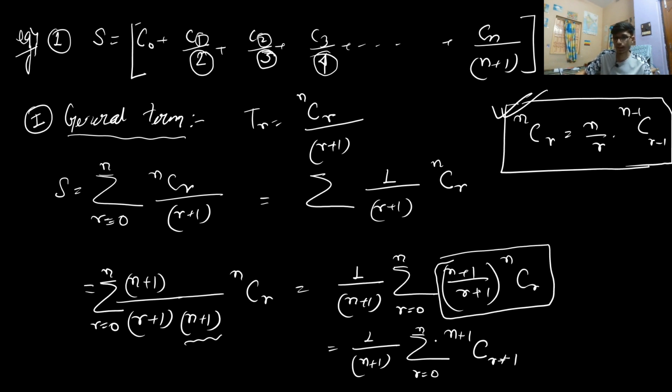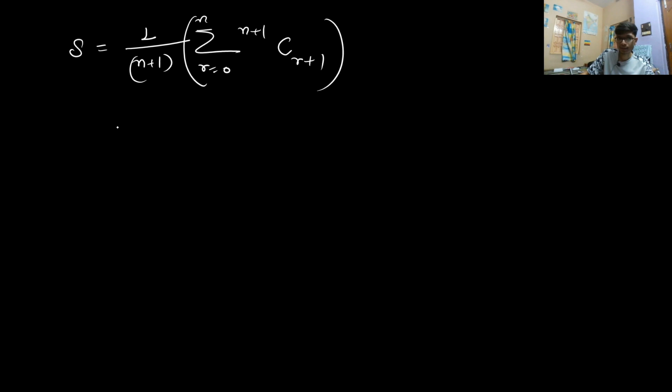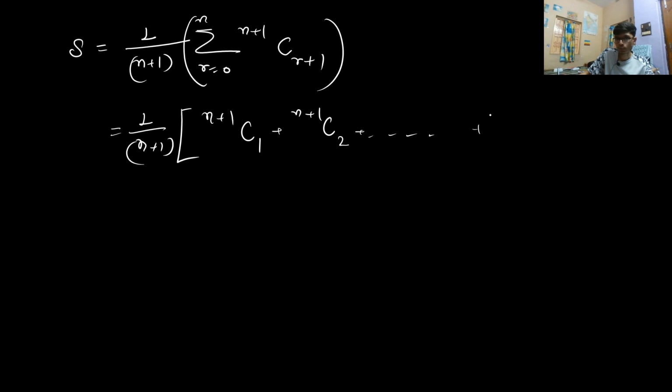So what is this relation if we try to expand it? In order to expand the series, what the series looks like till now is 1 by (n plus 1) into sigma of r is equal to 0 up to n of (n plus 1)C(r plus 1). So this relation is equal to 1 divided by (n plus 1). If we expand this, we get (n plus 1)C1 plus (n plus 1)C2 and so on up to (n plus 1)C(n plus 1).